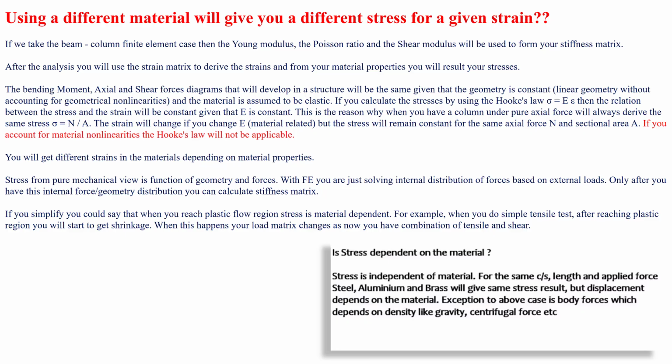This is the reason why, when you have a column under a pure axial loading condition, you will get the same stress. The strain will change if you change the Young's modulus. This you need to remember. The stress will remain constant for the same axial force and cross-sectional area. If you account for non-linearities, the Hooke's law you were considering is not applicable. So under the elastic limit for static analysis, the stress will remain constant in short. I hope it's completely clear.